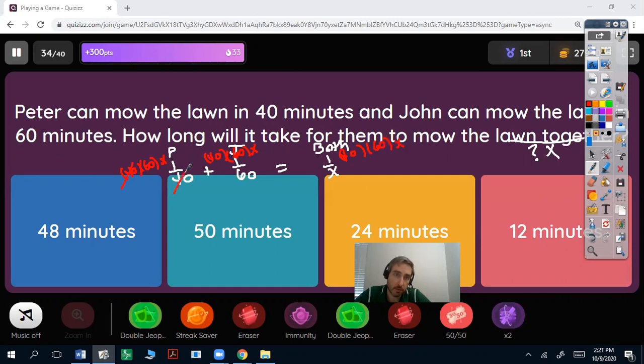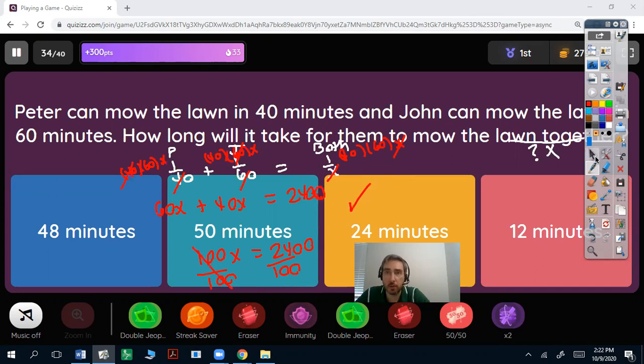The 40's cancel. 60x plus 40x equals 6 times 4 is 24, so 240. And that's going to give you 100x equals 2400. And if you divide that by 100, you're going to get, oh, it's 2400. No wonder, there's 2 zeros there. So you're going to get 24. And so it'll be that one.